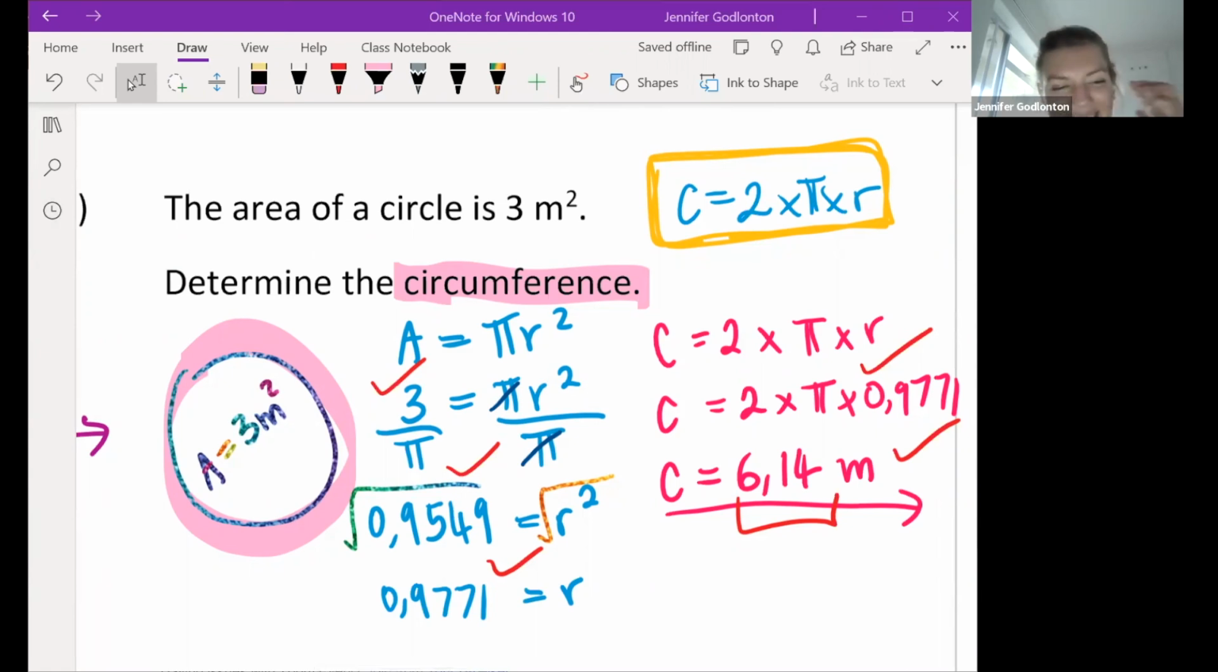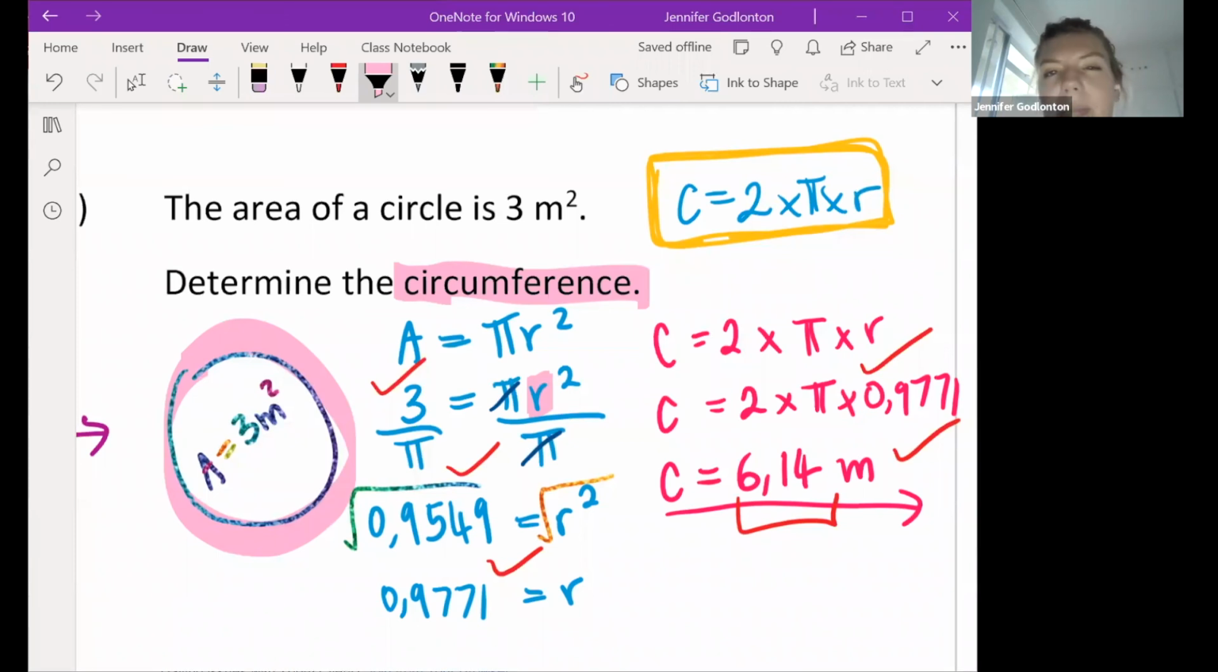Yeah, Karabo, how can I help? Ma'am, how do we always know that we should divide by pi? It's really just thinking about what you're looking for. Here I'm looking for r, so I want r to be alone. Think about it how you would think about an algebraic equation where you want x to be alone. Instead of x, we've just got an r. So we're dividing by pi, so that pi basically moves onto the other side. That's why we're dividing by pi. Oh, okay, thank you, ma'am. No problem.